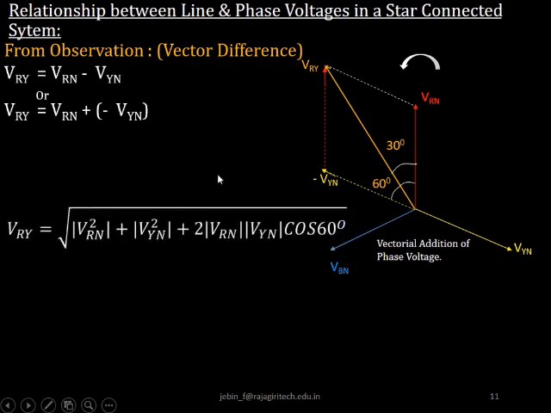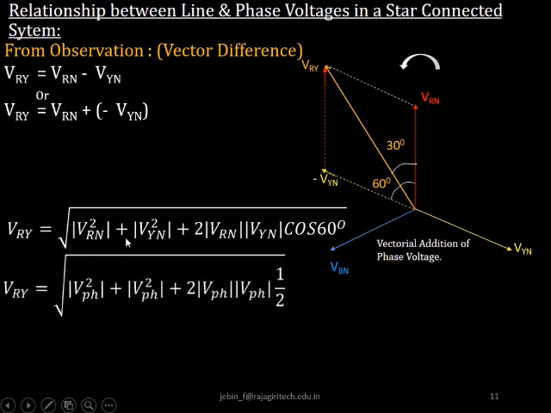So we'll try to find what is the magnitude of VRY. So the magnitude of VRY, we'll apply parallelogram law of vector addition, which is equal to VRN square plus VYN square plus 2 VRN VYN cosine of the angle between the two vectors. So if you look into the figure, the angle between the two vectors under addition is 60 degrees.